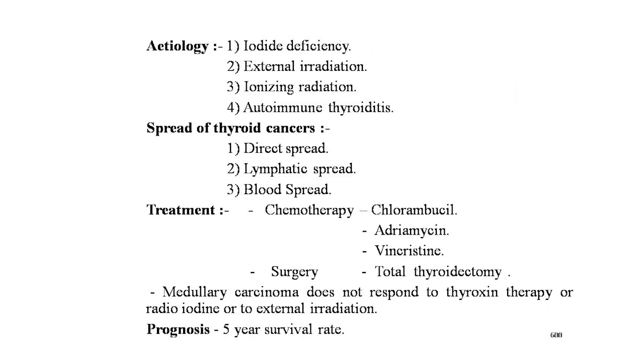Now the etiology of these tumors: iodide deficiency, external irradiation, ionizing radiation, autoimmune thyroiditis. Spread of thyroid cancers is through direct spread, lymphatic spread and blood spread. Treatment is chemotherapy; chlorambucil, adriamycin and vincristine are the chemotherapeutic drugs of choice. Surgery is total thyroidectomy. Medullary carcinoma does not respond to thyroxine therapy, radioiodine or external radiation. Prognosis: 5-year survival rate is there.